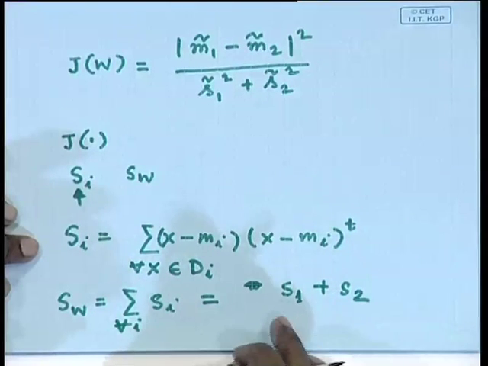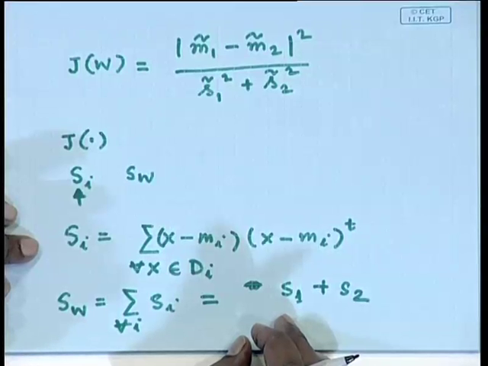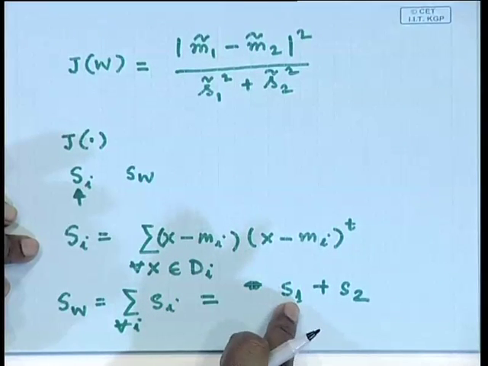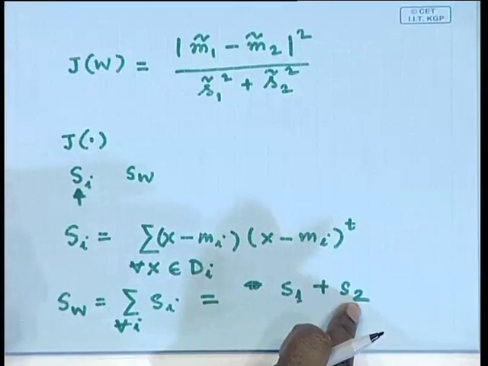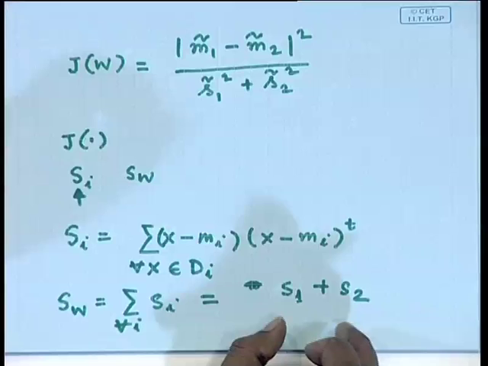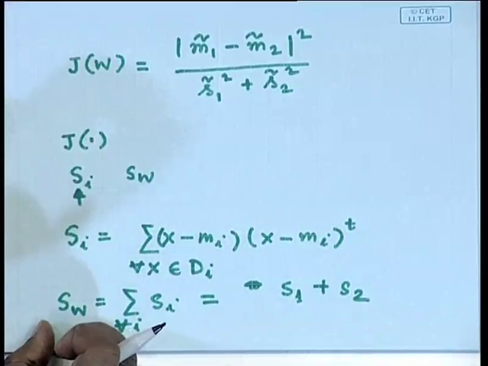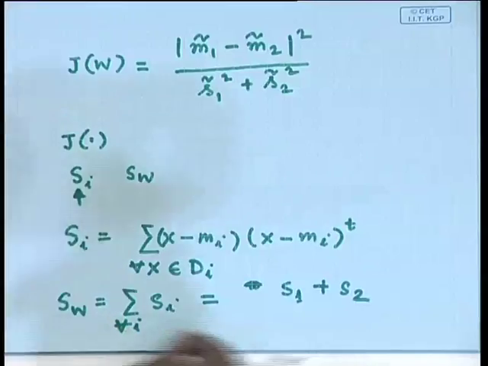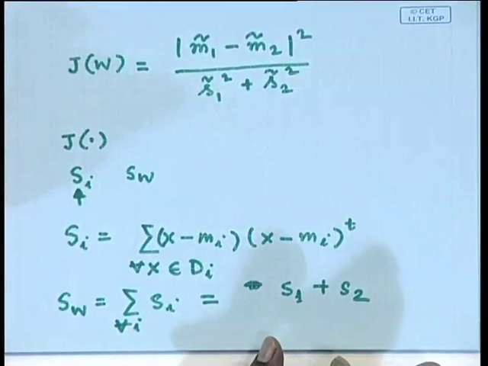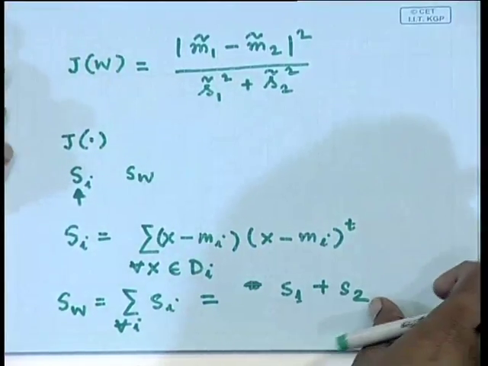Is that okay? Total within class scatter: S_1 is the scatter of the samples in set D_1, S_2 is the scatter of the samples in set D_2. If I take these two sums, that gives me total within class scatter, or simply it is called within class scatter. Okay.